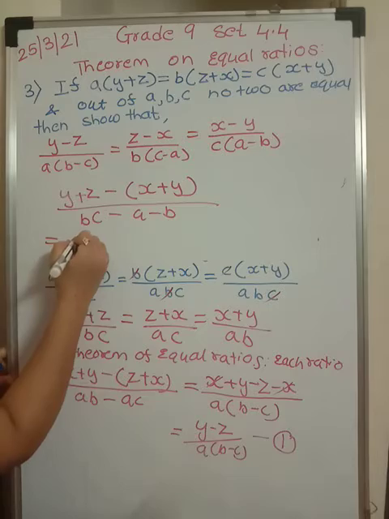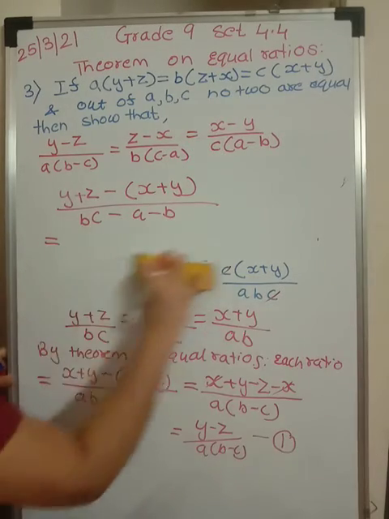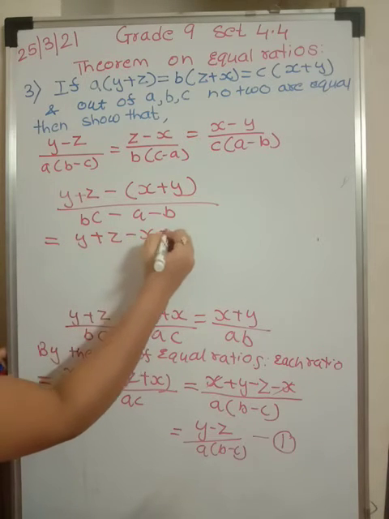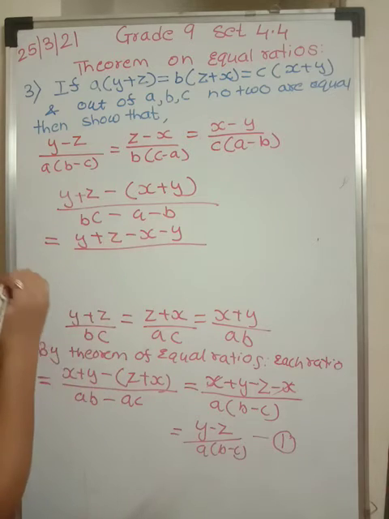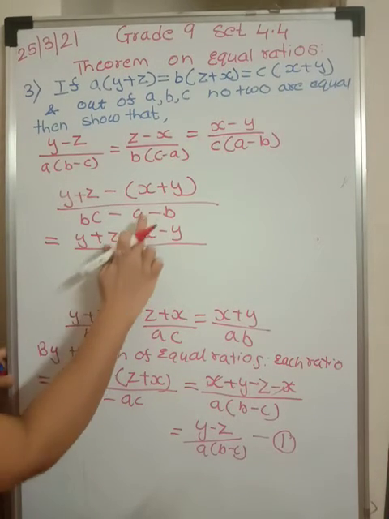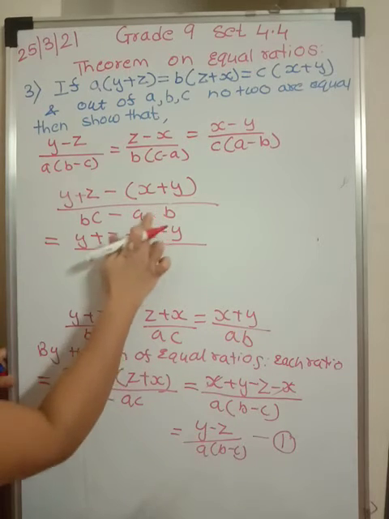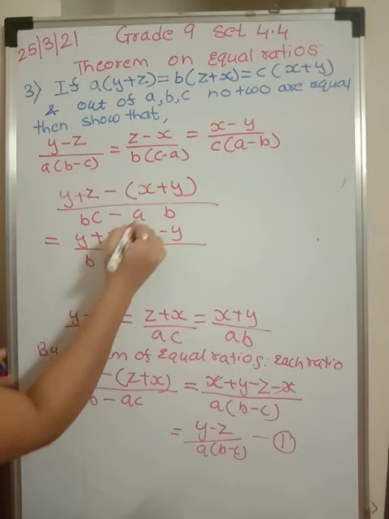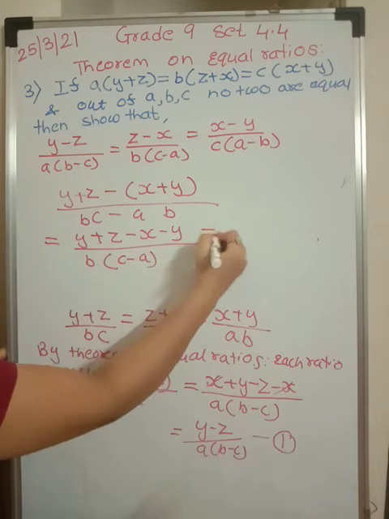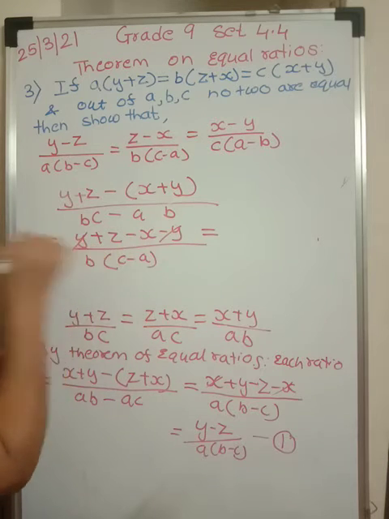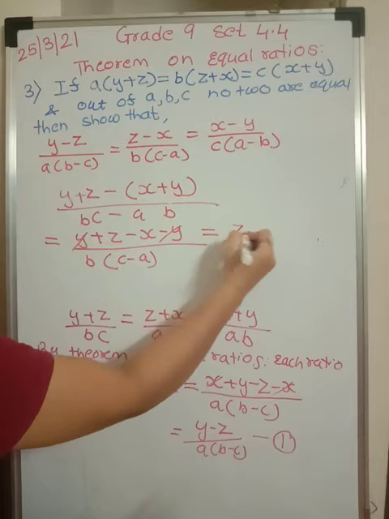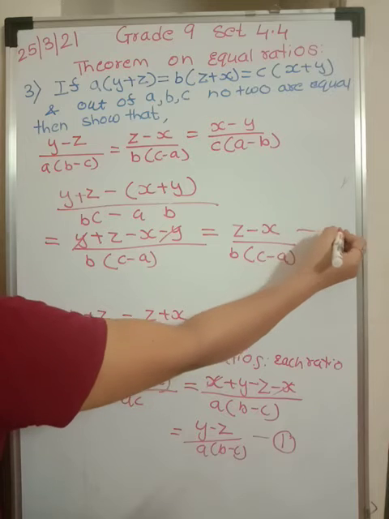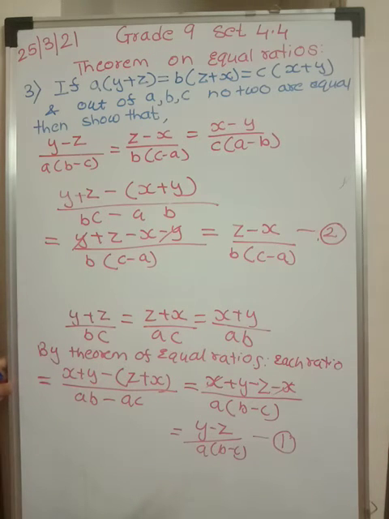So this will be equal to, let me open the brackets. I am erasing this. See now, it is y plus z minus x minus y upon, from this x plus y will be a into b. X plus y upon ab it is. In this b is common and inside I will get here c minus a. So this is also equal to, now see, minus y plus y, I'll get z minus x. So z minus x upon b into c minus a. This you can call it as second. Have you got it? Okay.